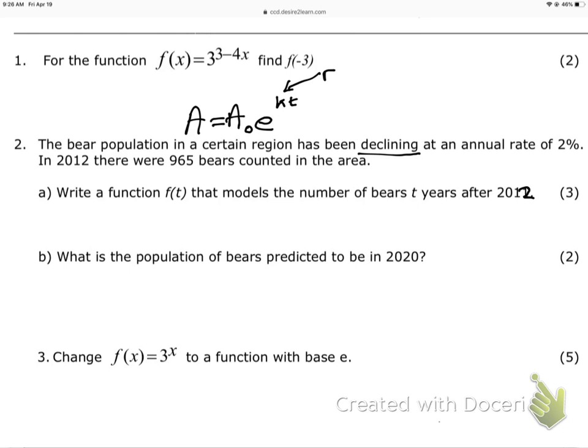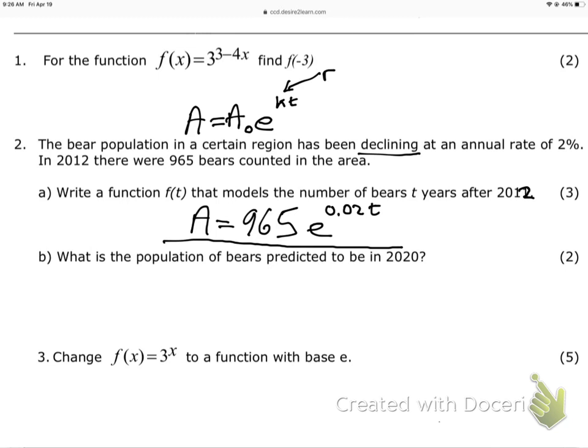Right, here we go. So, we don't know in the future. We do know there were 965 bears in 2012. Okay, that's the initial amount. There's e. We don't know what this growth rate is. Oh, no, we do actually. Sorry, it's 2%. Sorry about that. That is 2%. Okay, so 0.02 t. That's it. That is the growth function.